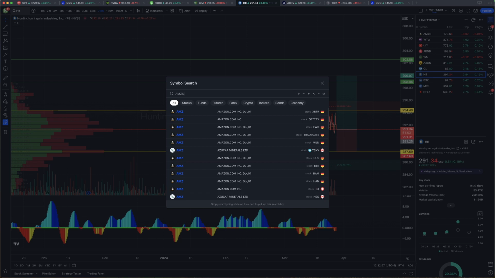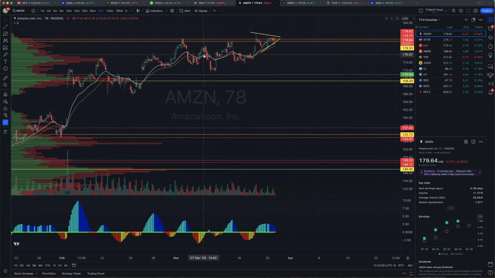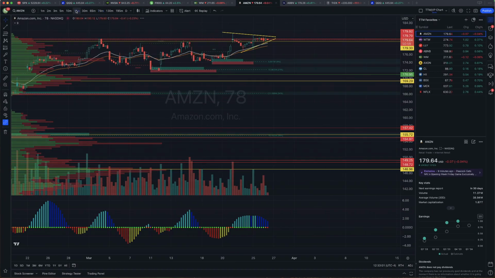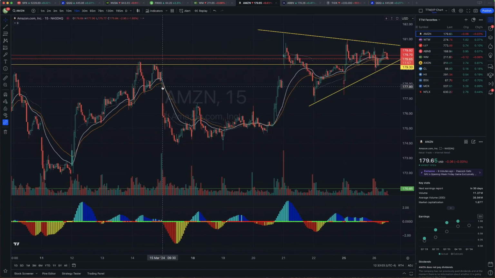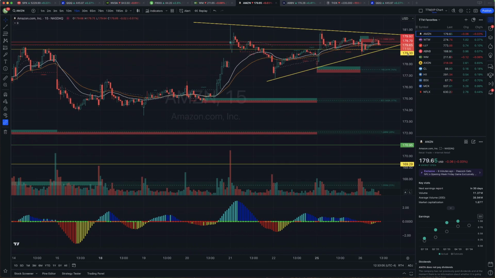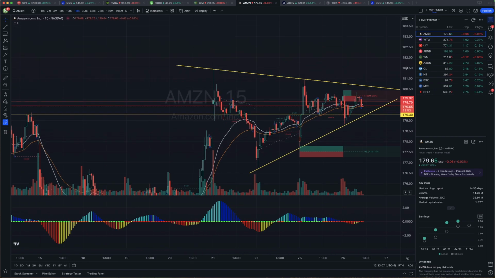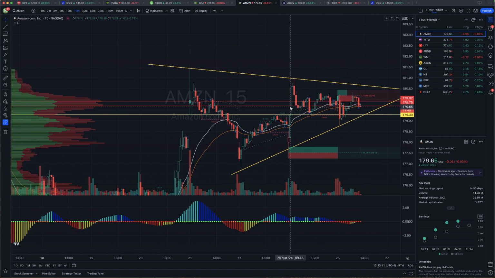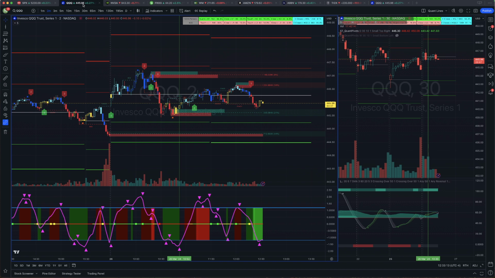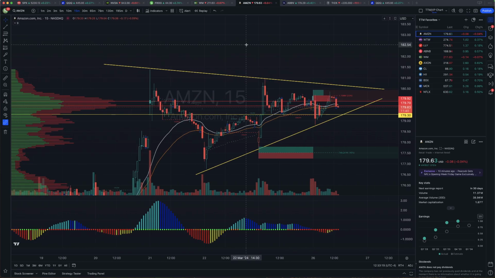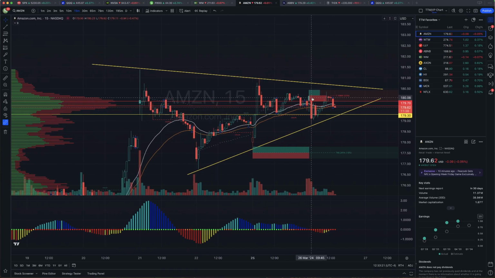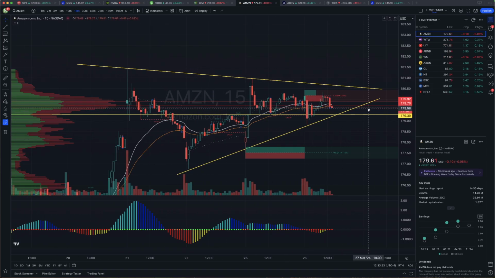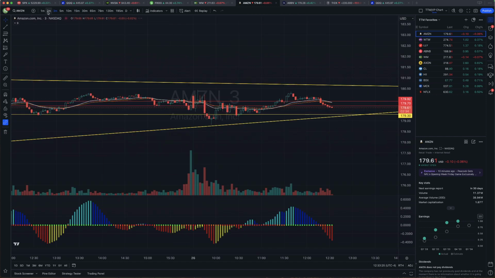Amazon at VWAP. That's where I said it'd be nice to pick up, didn't I? Yep. How's the overall market looking? It's okay. Still just going sideways. The hard part is I kind of think Amazon will continue to go sideways. It'll be interesting to see what it does right here, though.